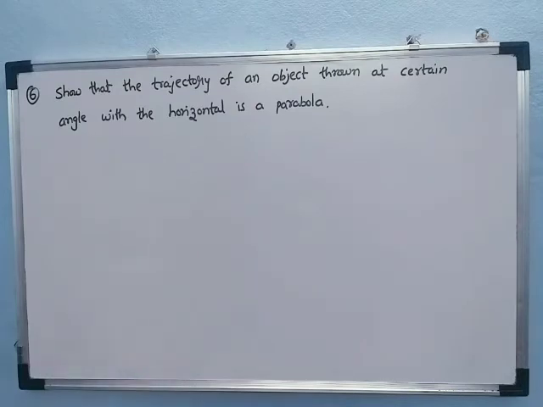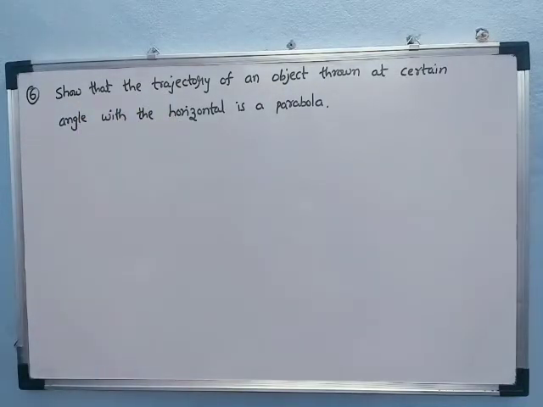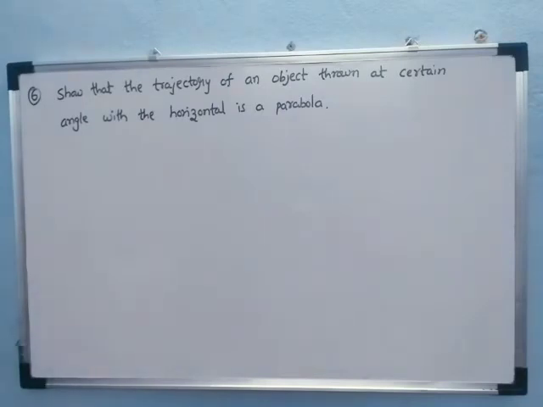See? This is one of the most important questions in this chapter. Show that the trajectory of an object thrown at a certain angle with the horizontal is a parabola.